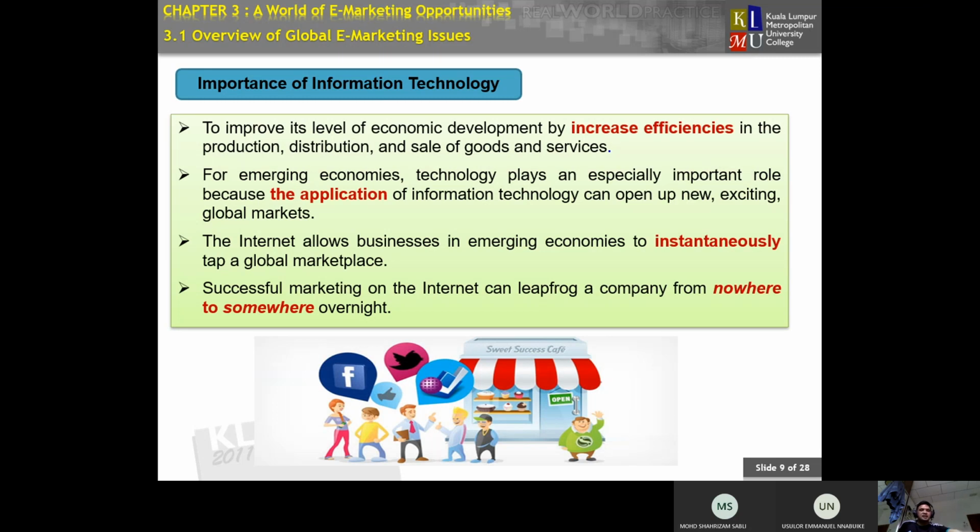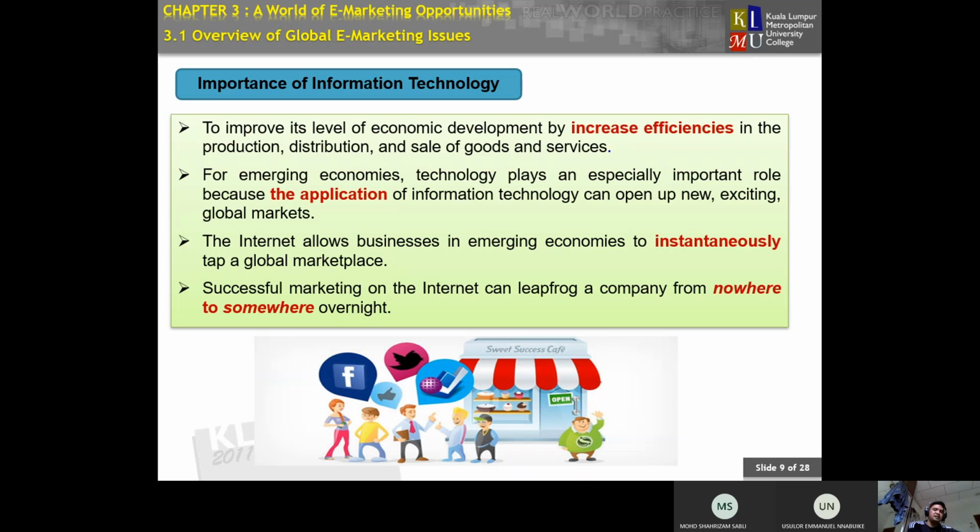Okay. For emerging economies or countries, technology plays an especially important role because the application of IT can open up new and exciting global market opportunities. Like Malaysia, even when you are sitting in Malaysia, you open up an online business and you get a new and exciting global market. But I advise you, please do a little bit of homework or research when you are opening up or starting your own business.